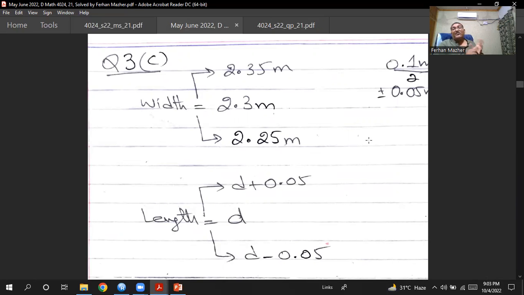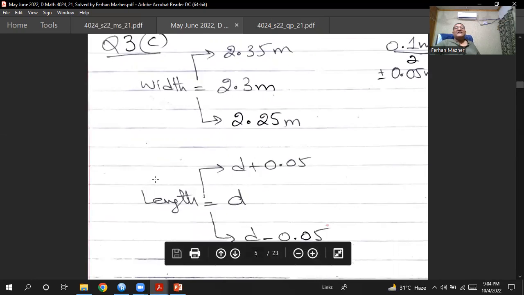When you subtract 0.05 from the width, you get the lower bound. So 2.3 plus 0.05 will give you 2.35 meter. That's the upper bound of the width, sorry. And the width's lower bound will be 2.3 minus 0.05. That will be the lower bound: 2.25 meter is the lower bound.